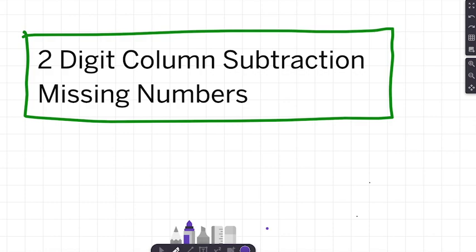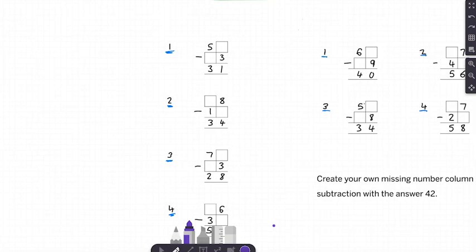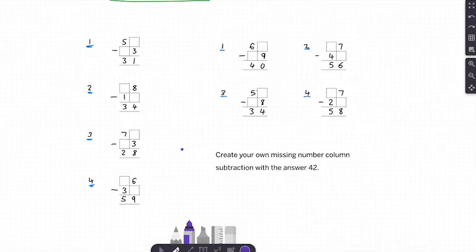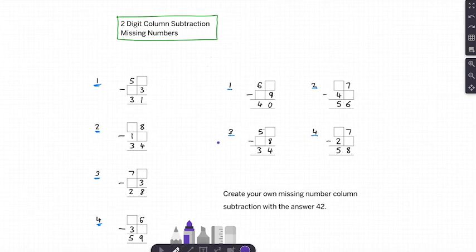This is two-digit column subtraction with missing numbers, and we're going to go through 4 examples that you can see just here, and then we're going to have a little quiz where you can have a go yourself, and then at the end there's a challenge as well. So let's get straight into the first question.